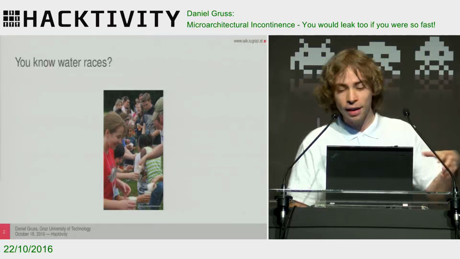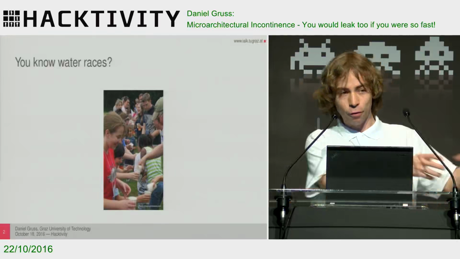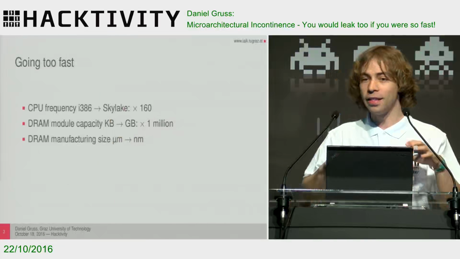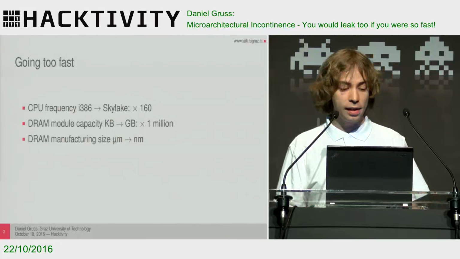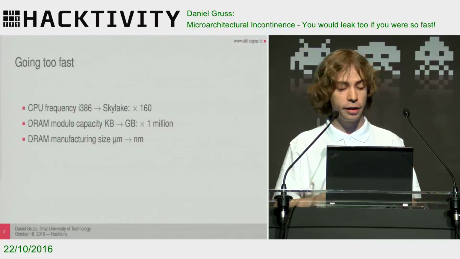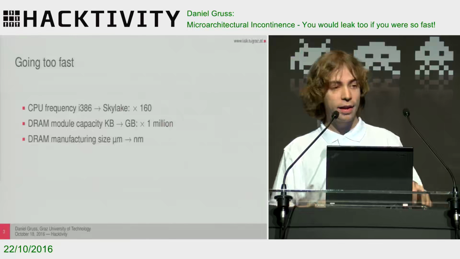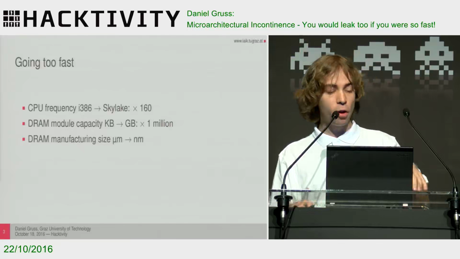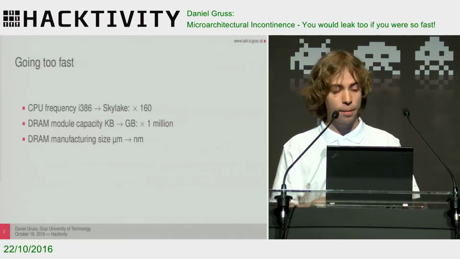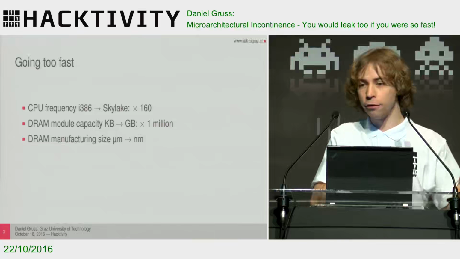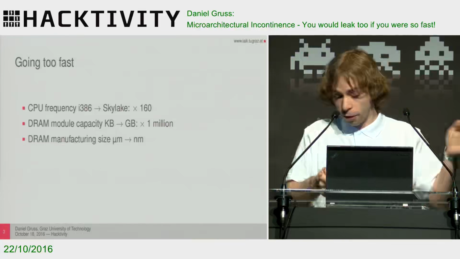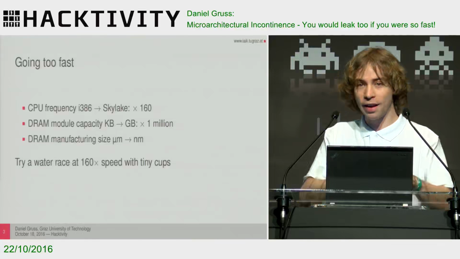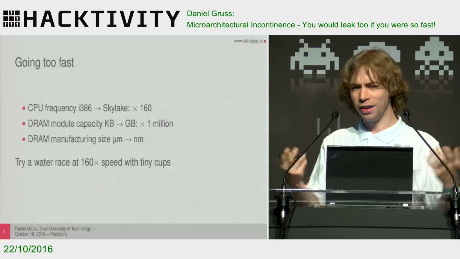So the CPU basically also transmits data from one bucket to the other. But when we started with x86 computers, we still had an i386, for instance. Now we're at Skylake. It's 160 times as fast. The DRAM module capacity also went up. It's 1 million times the capacity, and at the same time, the manufacturing size went down. So try to do a water race at 160 times speed with tiny cups which fit more content.